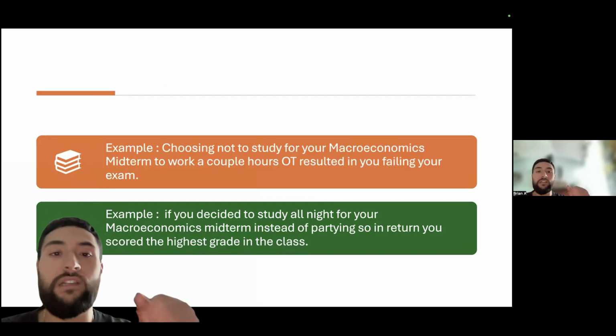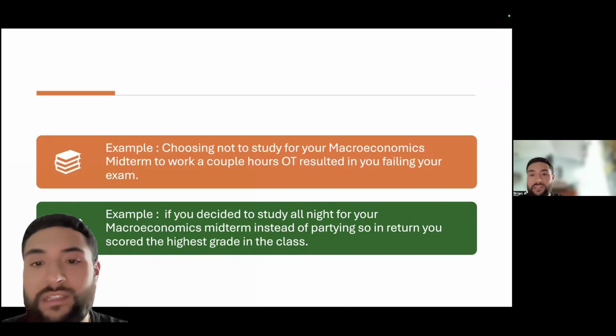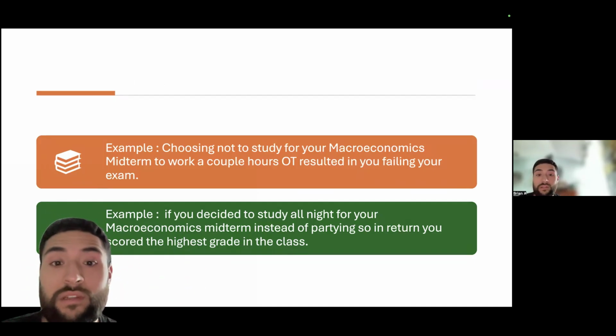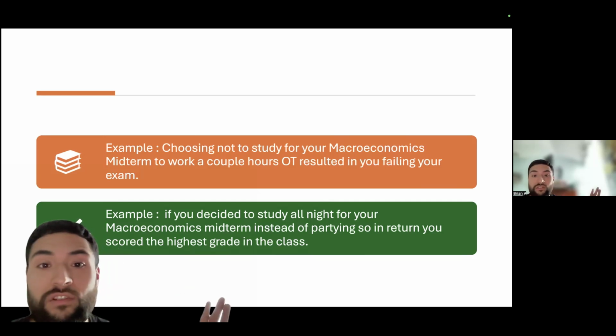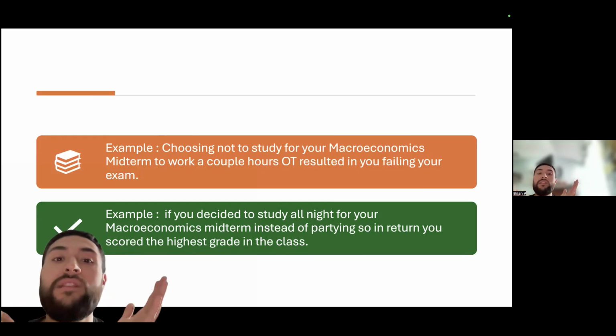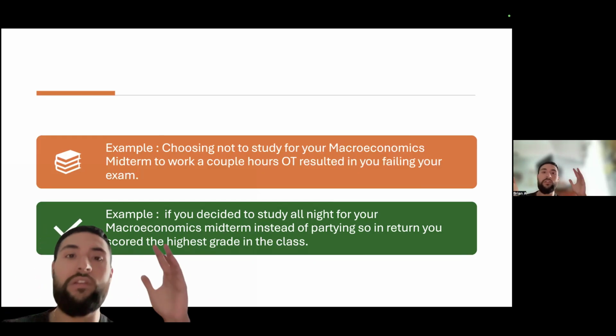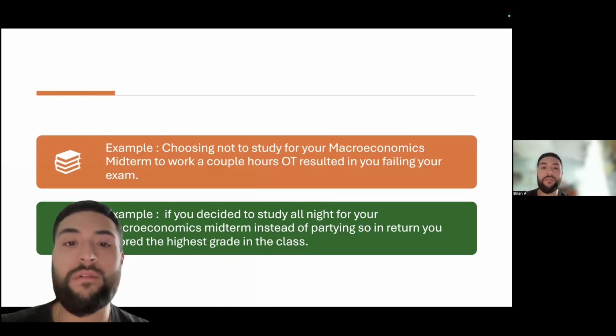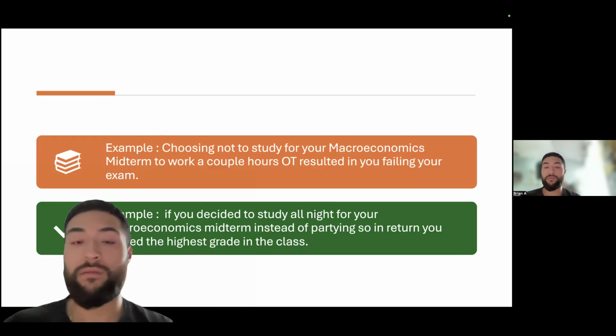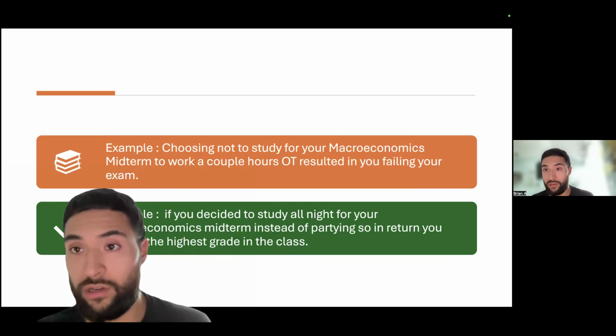And a second example, you decided to study all night for your macro midterm instead of partying with your friends. So in return, you scored the highest grade in the class. So you missed out on the experience with your friends, but you did score a great midterm exam grade. That was your opportunity cost.